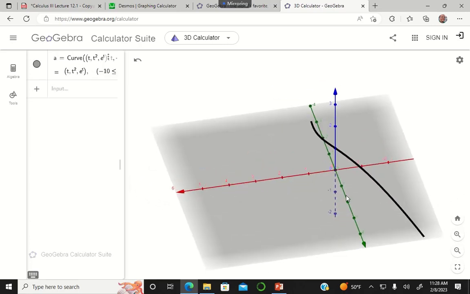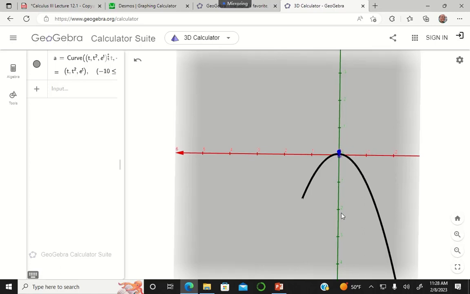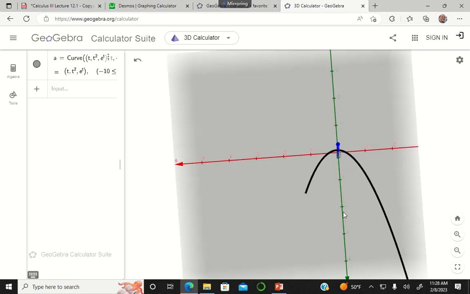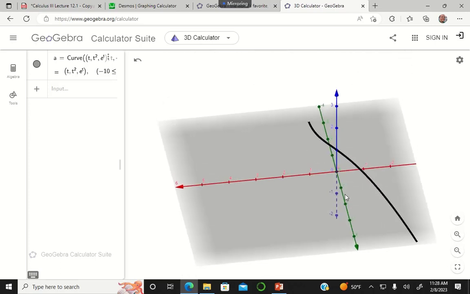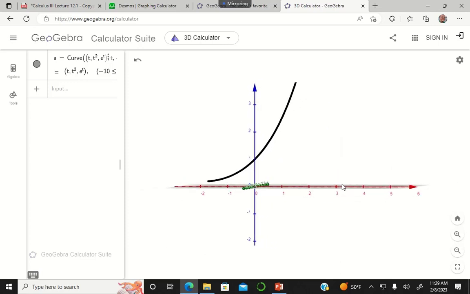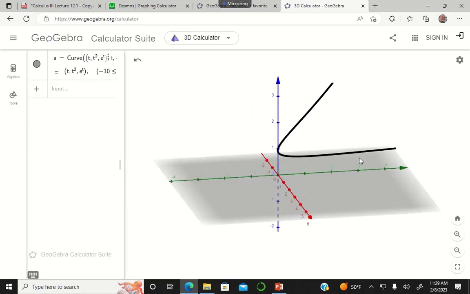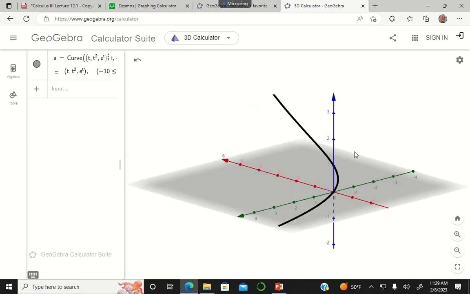So again, if I try to do a top-down view, that projection from this curve onto the xy plane should look like the parabola. So the green is my y-axis and it's upside down, so that positive y values are down. And red is my x-axis. But then, if I look from this side, it should ideally look like the curve e to the x, you know, exponential. And so altogether, this is the curve that it makes in space. And it has all those properties we just talked about.